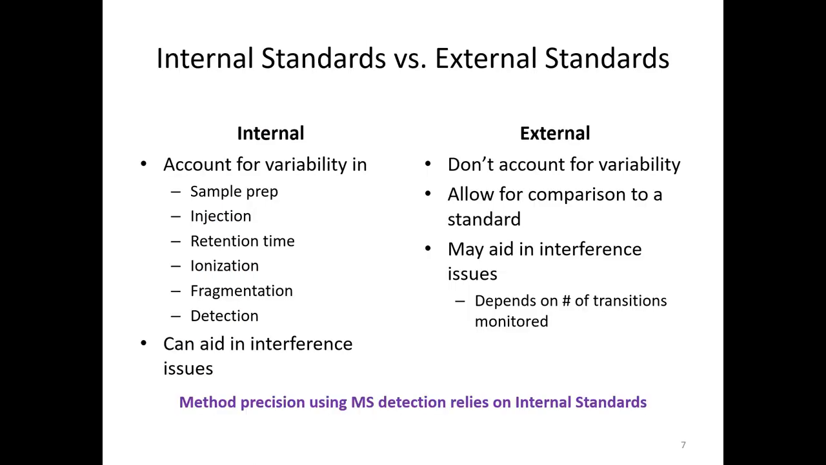Okay, so here, differences between internal and external standards. With mass spectrometry, the best way to have a method that gives you the most useful data is to include an internal standard as early in the workflow as possible. But many times this isn't possible.